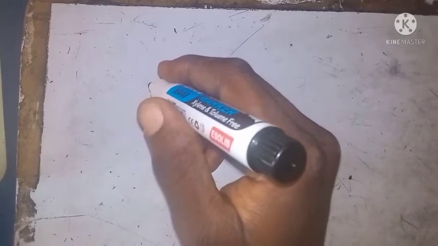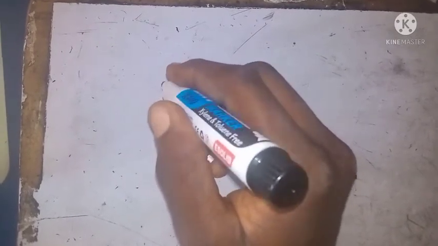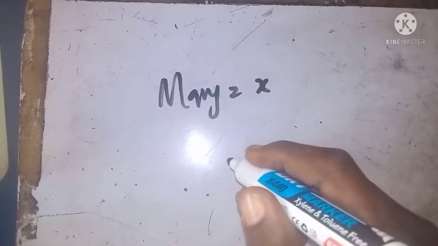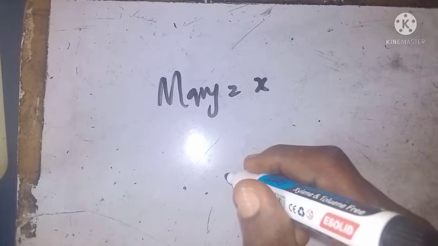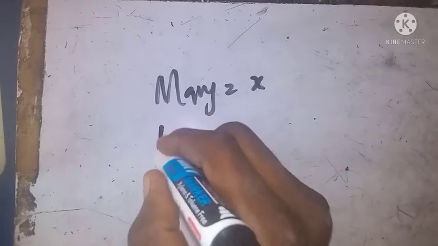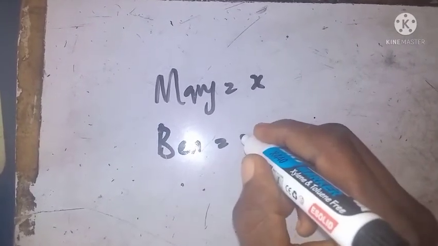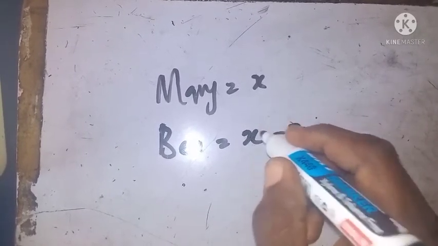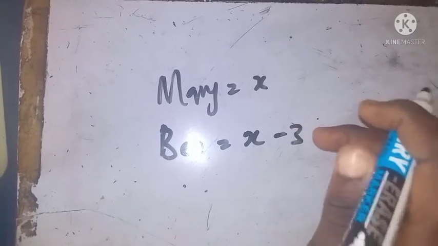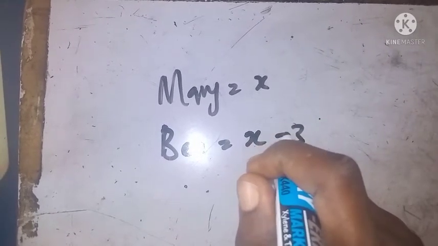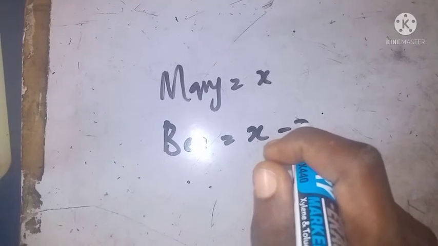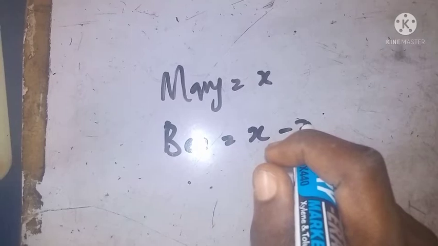Mary has $3 more than Ben now, but $5 less than Jane. If Mary has X dollars now, Mary's money is X dollars. Then, Mary's money is $3 more than Ben's. It means to get Ben's money, you have to subtract $3 from Mary's money, since Mary's money is $3 more than Ben's money. And then, but $5 less than Jane. Mary has $5 less than Jane.